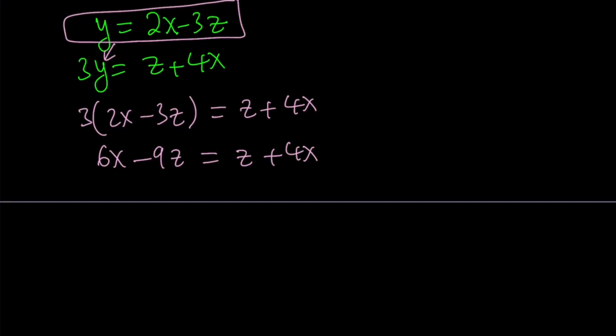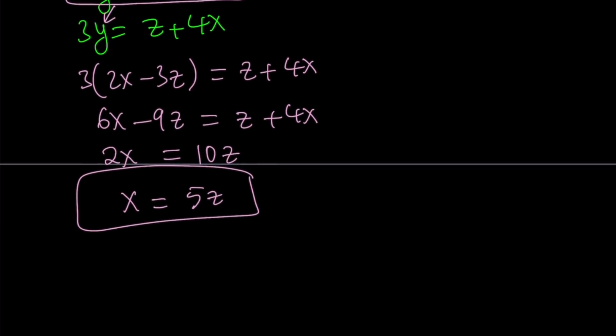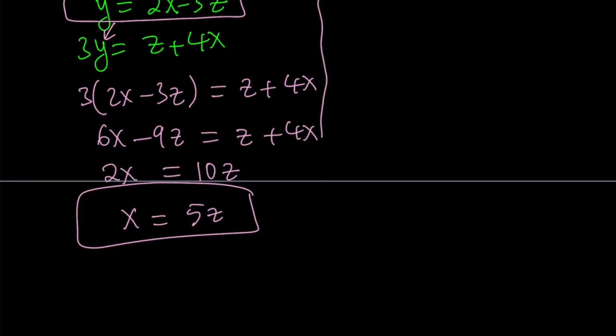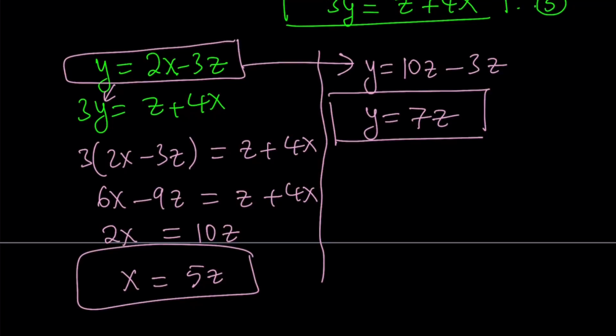Now, if you go ahead and subtract 4x, you get 2x. If you add 9z, you get 10z. And divide both sides by 2, and you get x equals 5z. We don't really need to number this equation, but let's just keep it for now. So we found x in terms of z. So let's go ahead and plug it in here to find y in terms of z. So y can be written as 2x, which is 2 times 5z, that is 10z, minus 3z. So y is 7z. That's another equation that we're going to use.